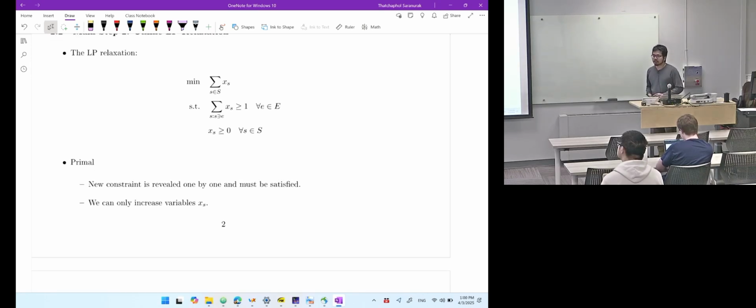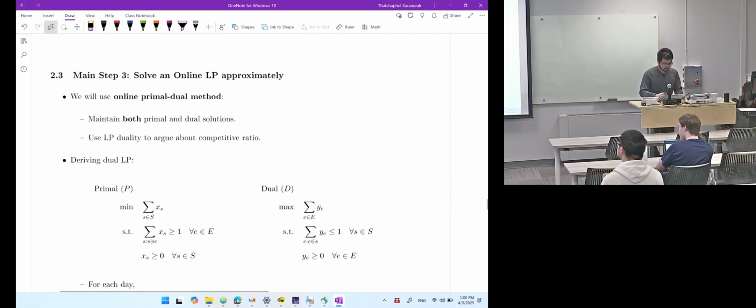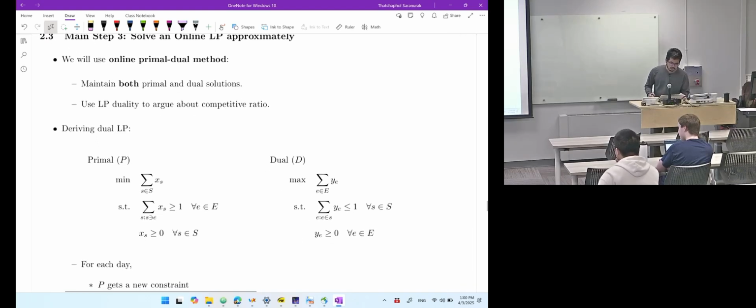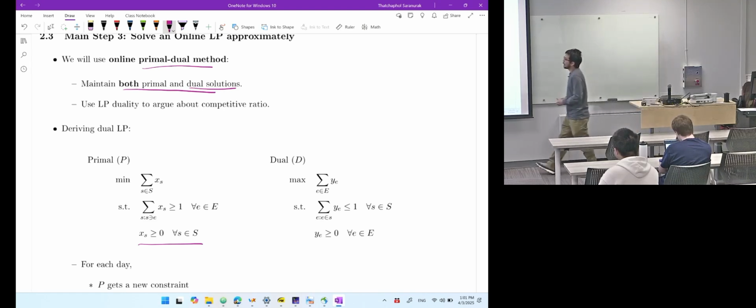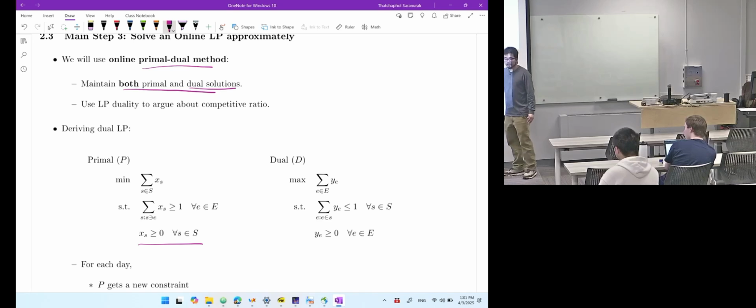Next, try to solve the LP in the online setting. So we use the primal-dual method. Like before, we're gonna maintain both primal and dual solutions, and we just use the dual solution again just for analysis, right? So you write down this set cover LP, and write out the dual LP.